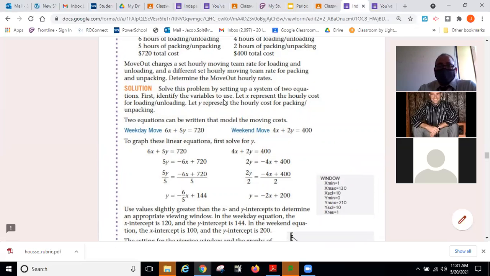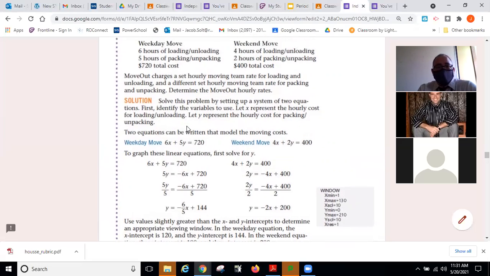First, identify the variables to use. Let X represent the hourly cost for loading and unloading. Let Y represent the hourly cost for packing and unpacking. So we end up with two different equations.